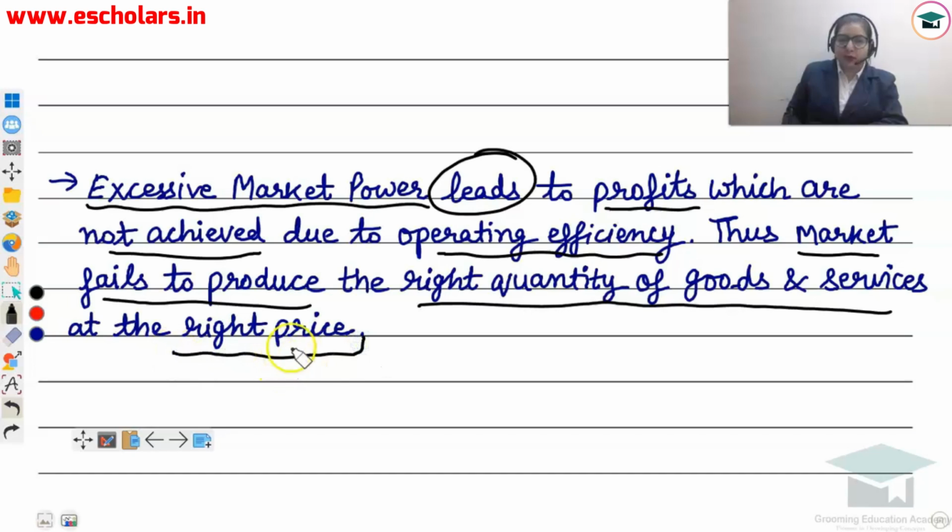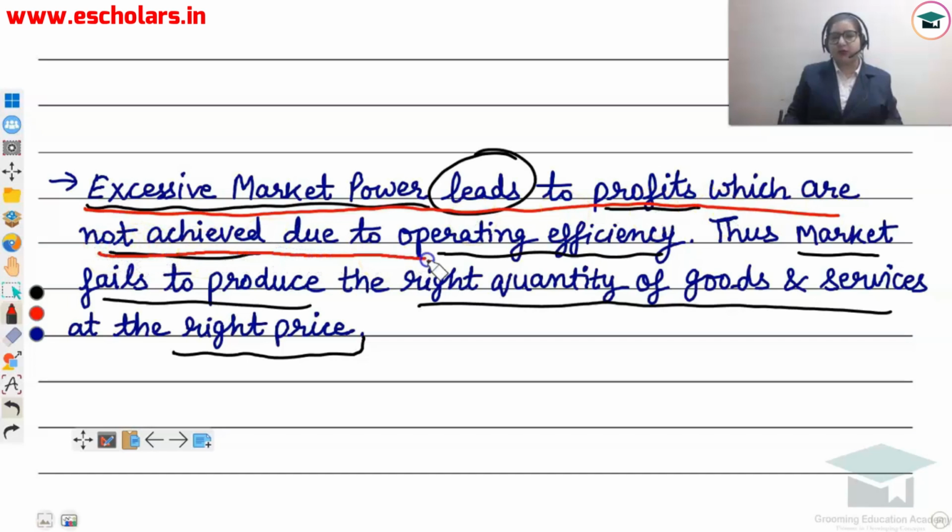Okay, so due to the excessive market power, the sellers are producing and supplying the wrong quantity of goods and services and even at wrong prices. So let's recall it. Excessive market power leads to profits which are not achieved due to operating efficiency. Thus, market fails to produce the right quantity of goods and services at the right price.